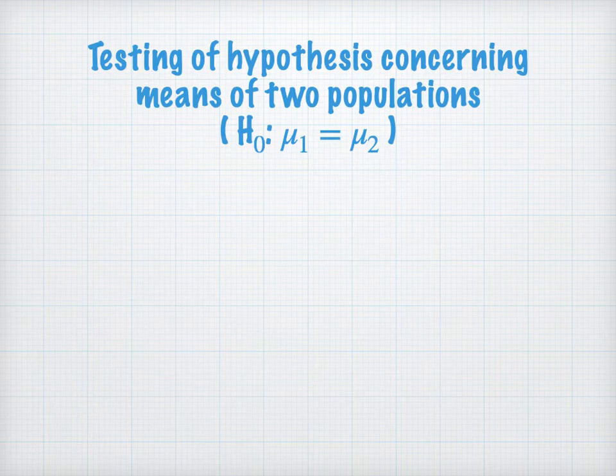Now, the testing of hypothesis concerning the means of the two populations is considered, where our H naught is mu1 equal to mu2, where mu1 is the mean of the first population and mu2 is the mean of the second population. So for this testing procedure, we take H naught as mu1 equal to mu2.